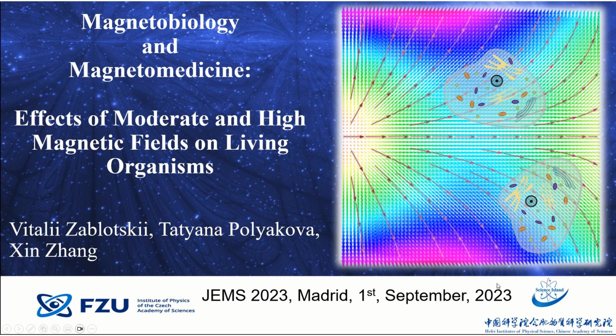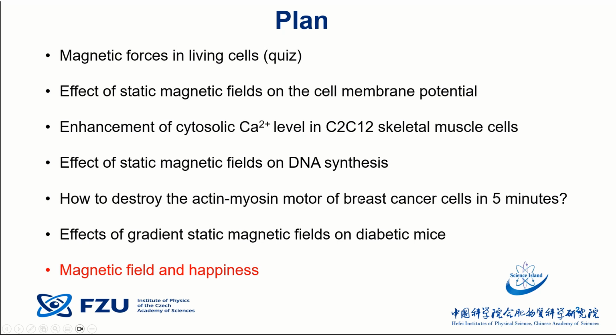Here's a plan for my presentation today. First, we'll look at how magnetic forces affect cell membrane potential. Then we'll dive into how magnetic fields influence skeletal muscle cells. We'll explore the effects of a static magnetic field on DNA synthesis, and then I'll demonstrate how magnetic fields destroy the molecular mortar inside breast cancer cells in mice. We'll round off with ultra-high static magnetic fields' impact on diabetic and depressed mice.